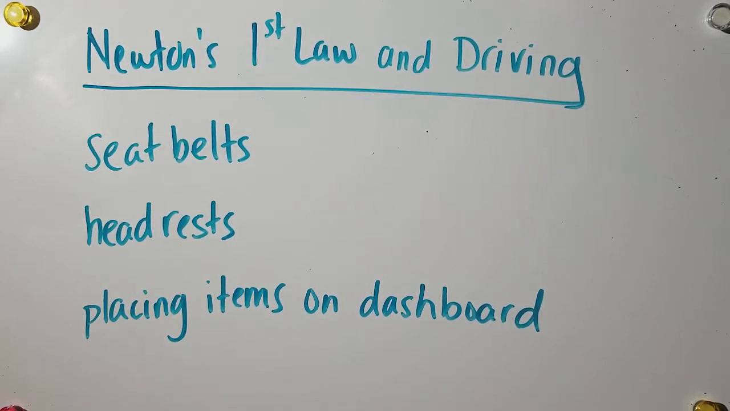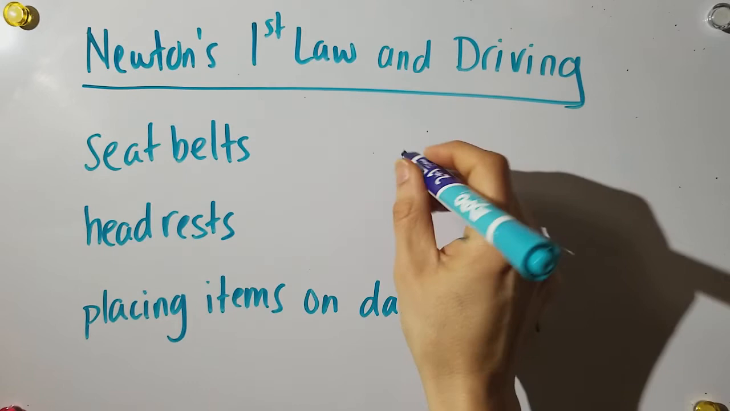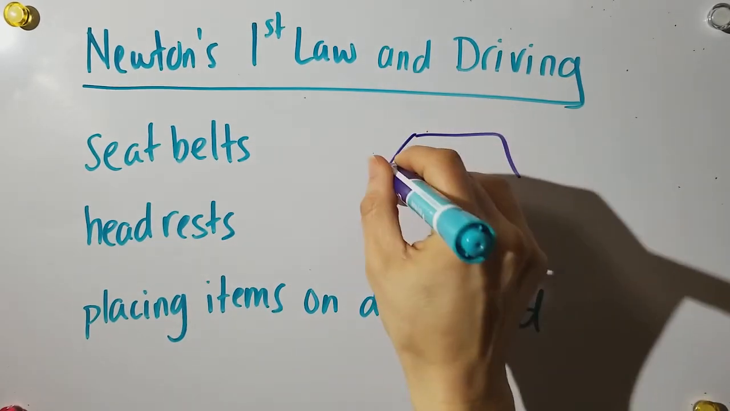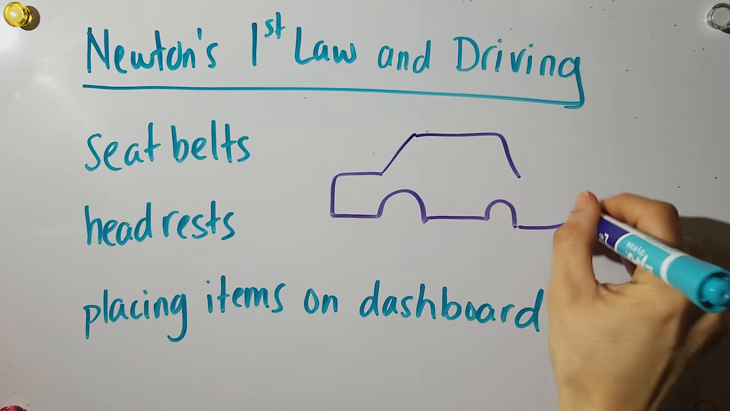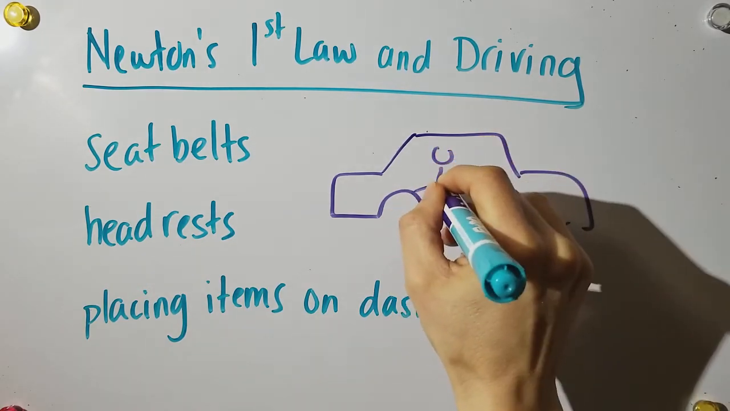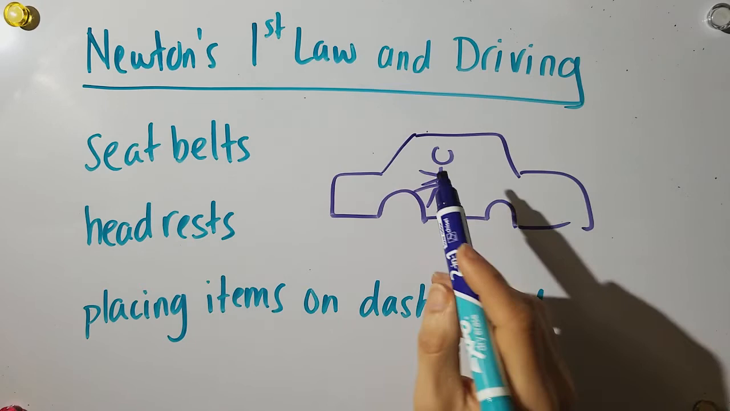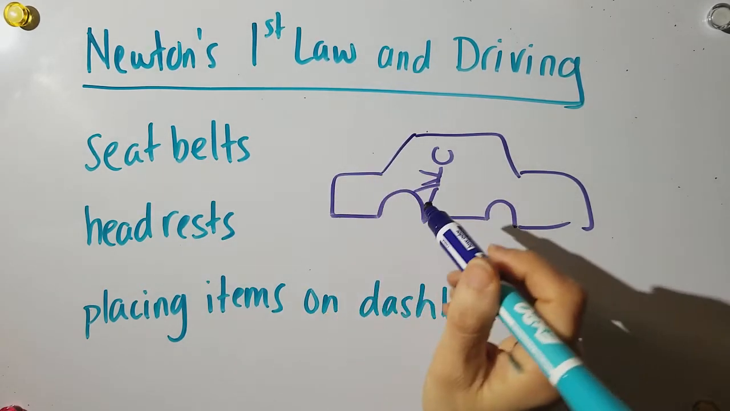All right, so let's talk about Newton's first law and driving. There's a bunch of reasons that understanding Newton's first law is important. I mean, it's why we created seat belts, headrests, and why it's important to know what items you can actually put on a dashboard. So if we think about seat belts, as you're driving in your car, if you stop really fast, so here's my car, like in the other one, and you think about yourself sitting in your car driving, and you stop fast. So your car stops. What do you do?